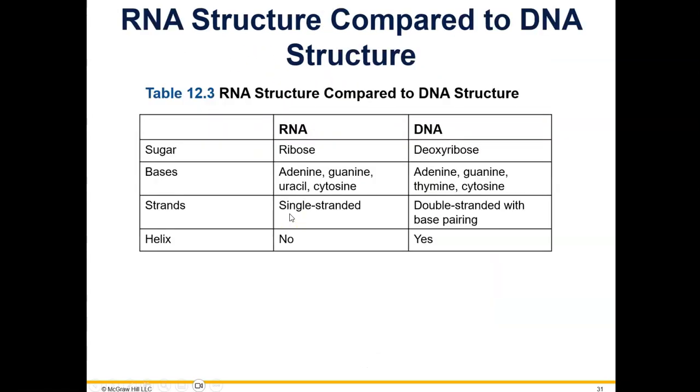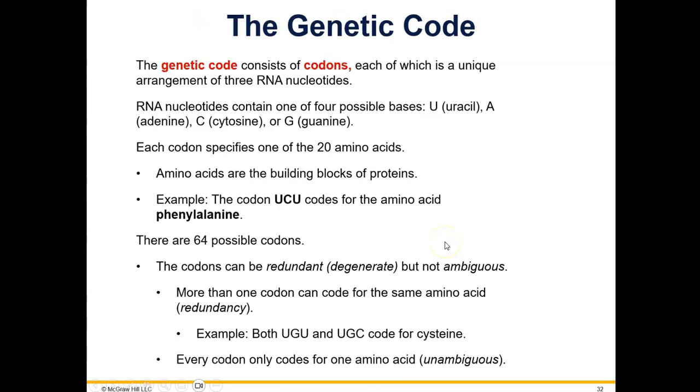Okay. Here is a chart that shows you the differences between RNA and DNA. The sugars are different. The sugar in RNA is called ribose. In DNA, the sugar is called deoxyribose. They are both 5-carbon sugars, and both of them have a shape with 5 sides, a pentagon shape. So we call them pentose sugars. The bases in RNA and DNA are the same except for thymine. Thymine is found in DNA. Uracil replaces thymine in RNA. RNA is single-stranded, DNA is double-stranded. RNA does not form a helical structure, DNA does.